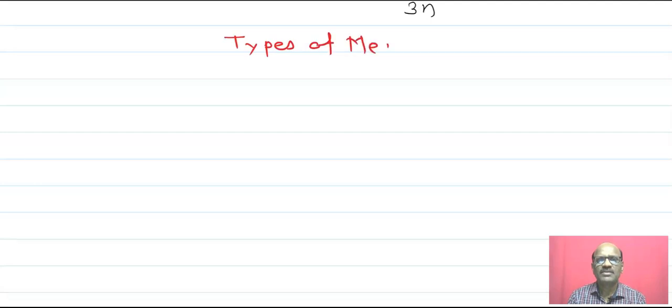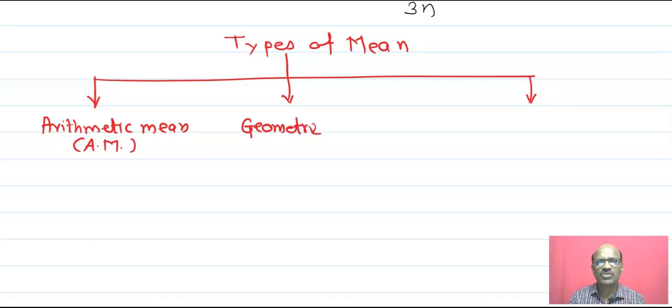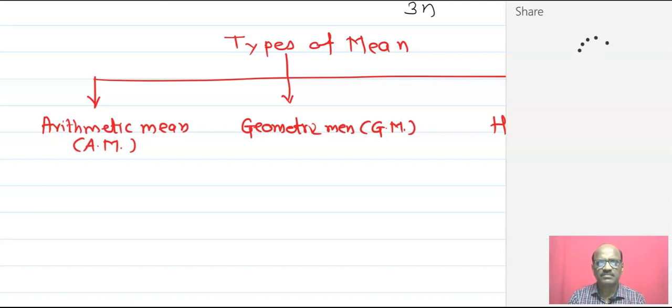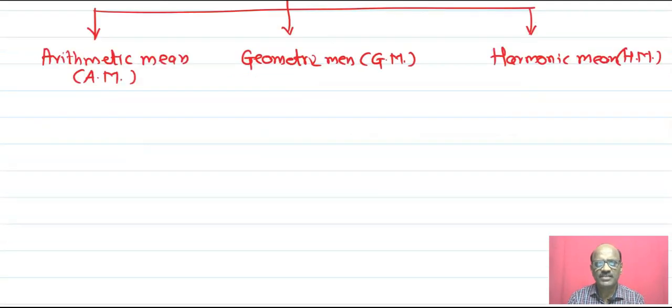Now the types of mean. First mean is the arithmetic mean, denoted by AM. Second is the geometric mean. And third is the harmonic mean. Therefore, now we will see them one by one, starting with the arithmetic mean.